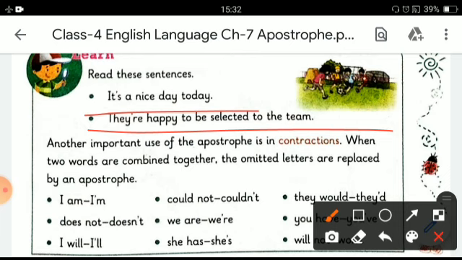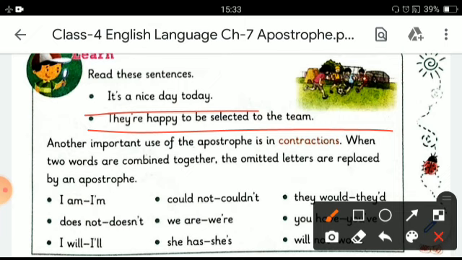Here, in the example you have just seen, it's a nice day. Here's a combination of two words, it is a nice day. Here we have contracted these two words. It's a nice day. The letters are replaced by an apostrophe.